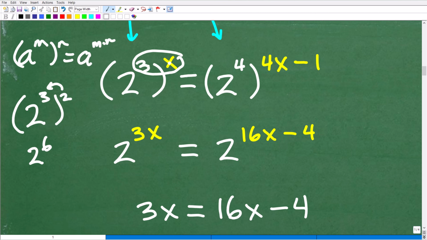So we're going to multiply this x times this 3, so we get 3x. So now 2 to the third power to the x power is the same thing as 2 to the 3x. And then here, we're going to take this 2 to the fourth, and we're going to do the same thing. But this is where a lot of students will make an error. We have 4x minus 1, so we need to distribute this power to this.